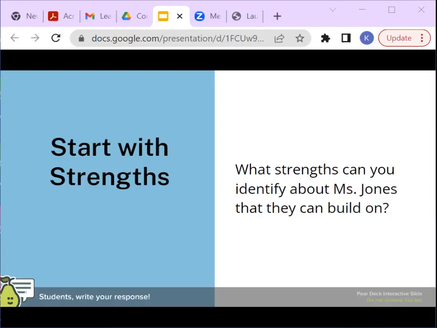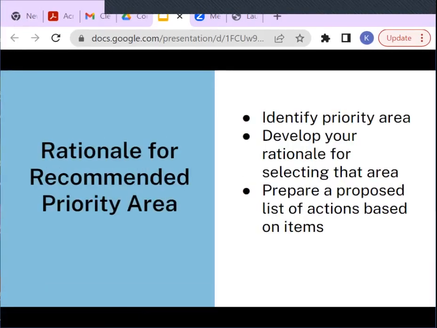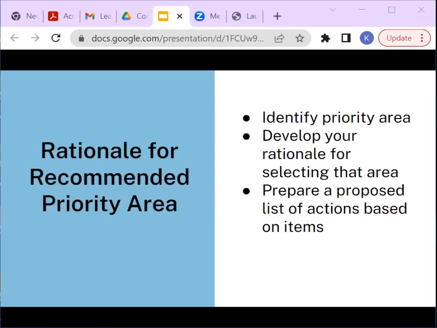So these are some of the things that you want to do at the beginning. Identify things that are going well, things that can be built upon for future strengthening of the program. Once you start with strengths, we know what our identified priority area is going to be. So identify or restate your priority area.